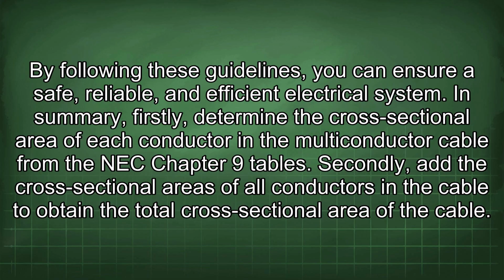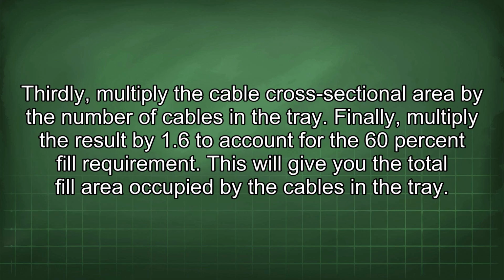Secondly, add the cross-sectional areas of all conductors in the cable to obtain the total cross-sectional area of the cable. Thirdly, multiply the cable cross-sectional area by the number of cables in the tray. Finally, multiply the result by 1.6 to account for the 60% fill requirement. This will give you the total fill area occupied by the cables in the tray.